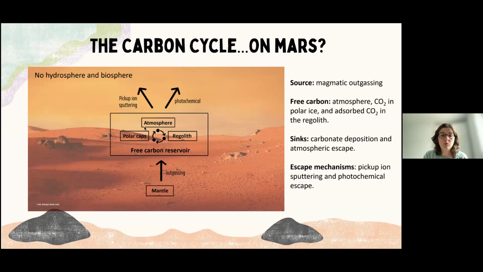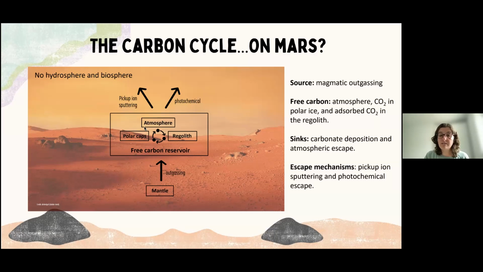So like the carbon cycle on Earth, there are sources and sinks of carbon on Mars. The source is exclusively from magmatic outgassing. Then there is a free carbon reservoir formed by the regolith, the polar caps, and the atmosphere, which interact among them.